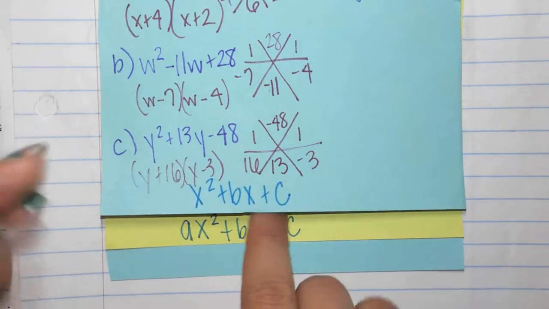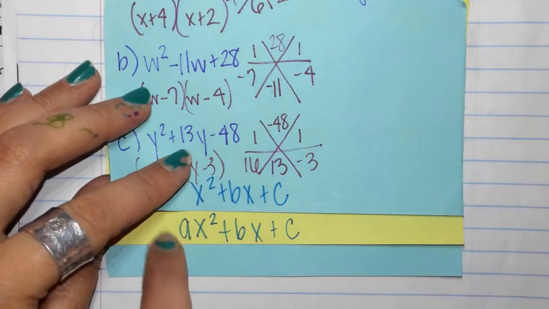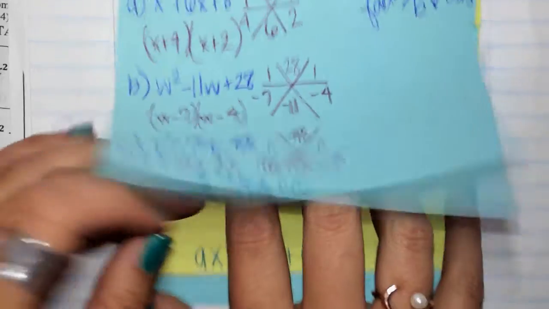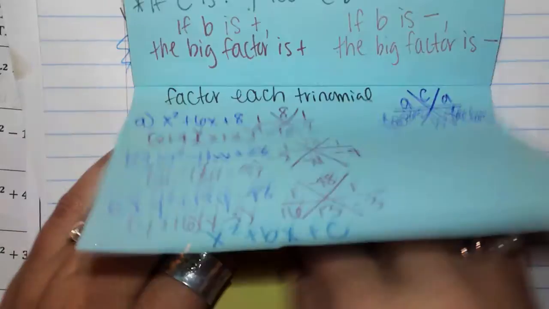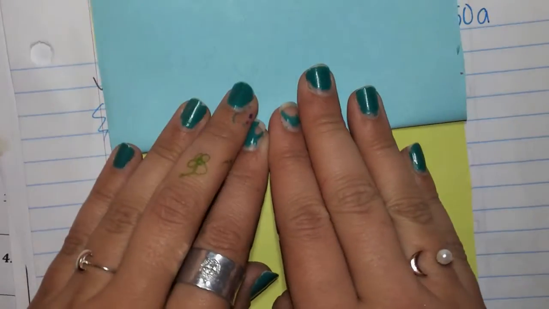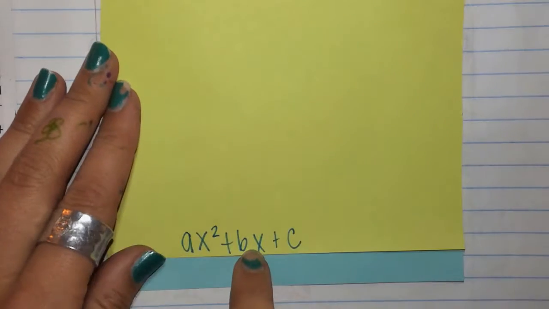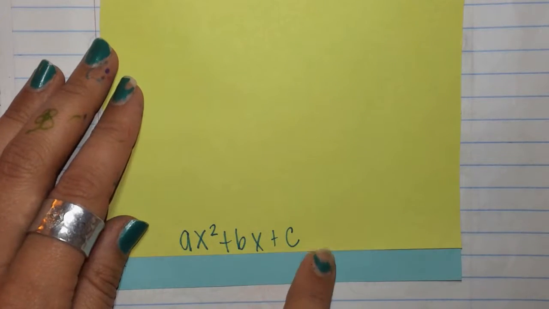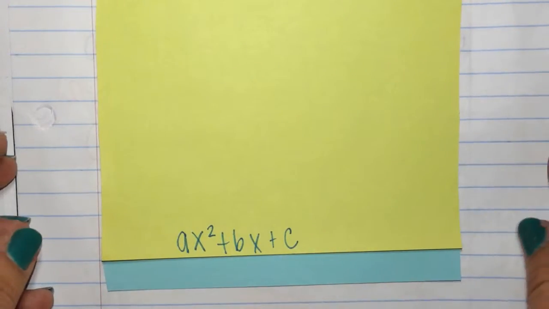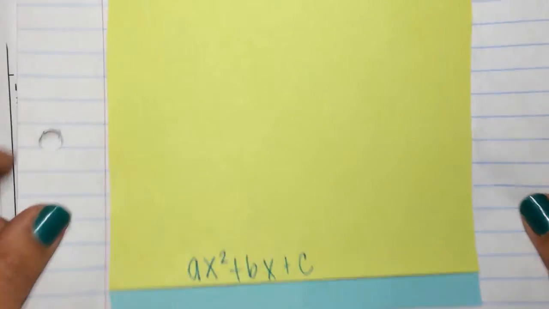Alright, so what we're going to do today is practice the STAR method when we have a leading coefficient. And then we're going to go over the homework maze that you got last night. So everybody open to this page, ax squared plus bx plus c. And then you're going to pull your paper down because we're going to write at the top.